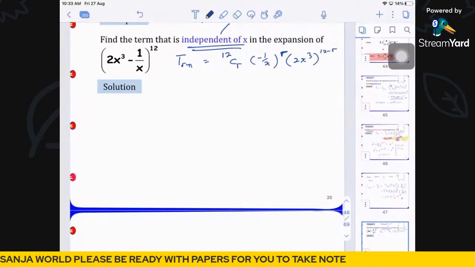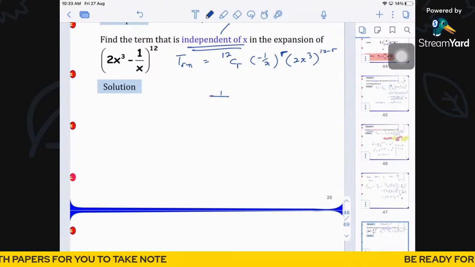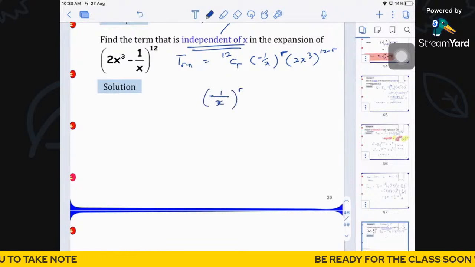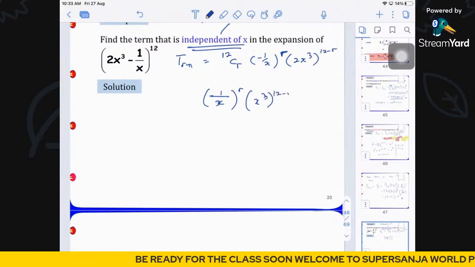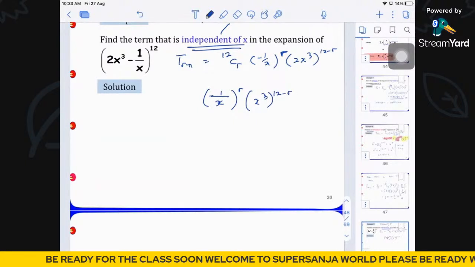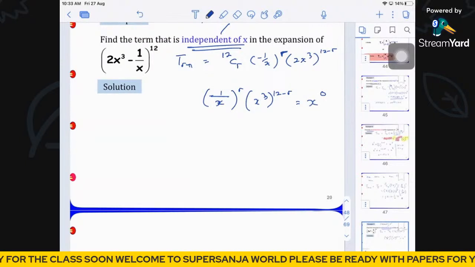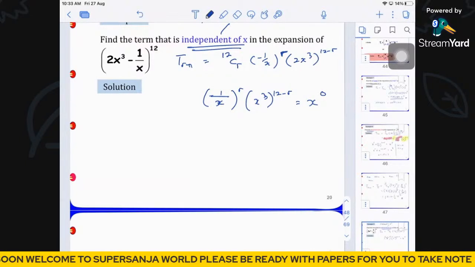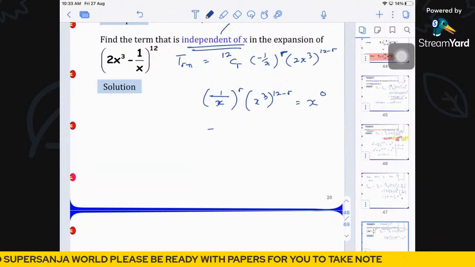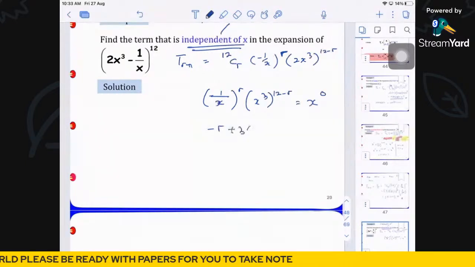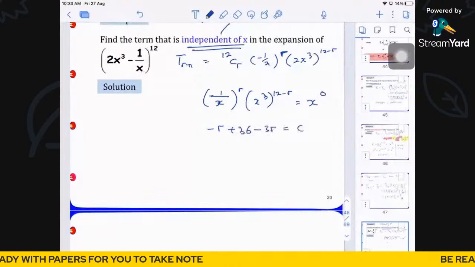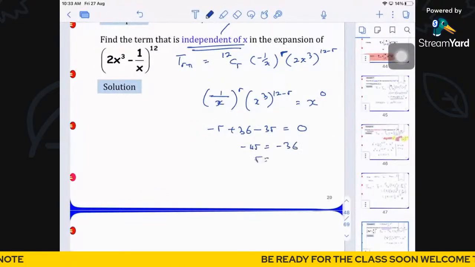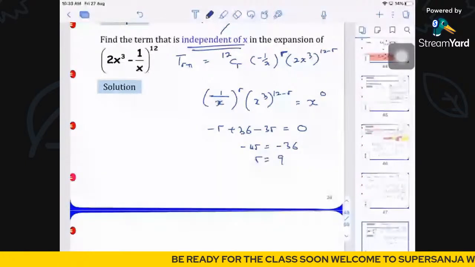Since it's independent of x over there, I know this is going to be negative 1 over x to the power of r, which will play a role, and x cubed to the power of 12 minus r, which will play a role in determining the x value, so x to the power of 0. To determine the r value: negative r plus 36 minus 3r equals 0. Negative 4r equals negative 36. r equals 9.